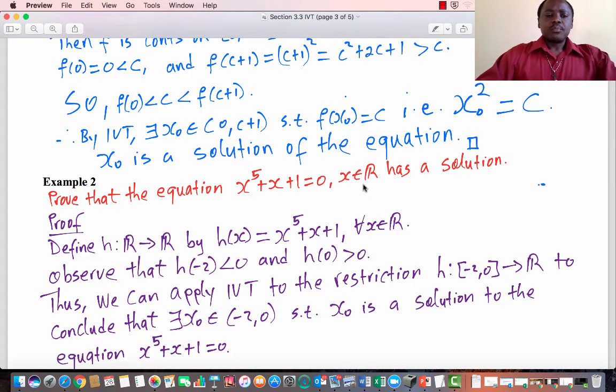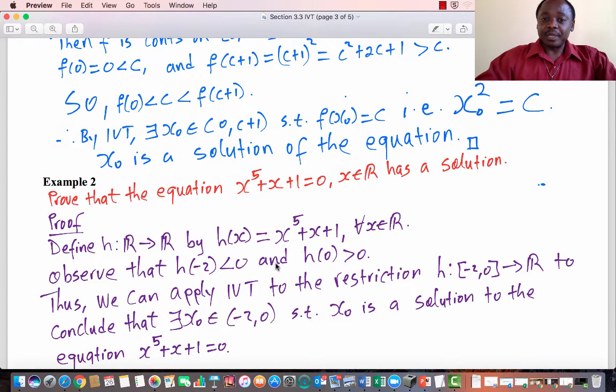Example 2. Prove that the following equation x to the 5 plus x plus 1 equals 0 has a solution where x is a real number. Again, just like example 1, we want to define a continuous function on some closed bounded interval and conclude that there exists an x naught in the open interval AB such that h of x naught equals what we're interested in.